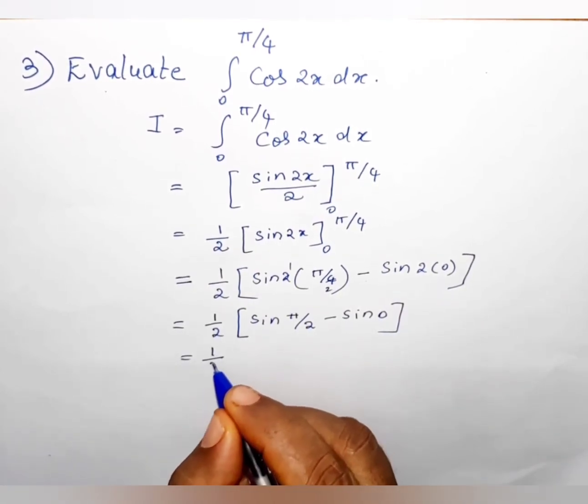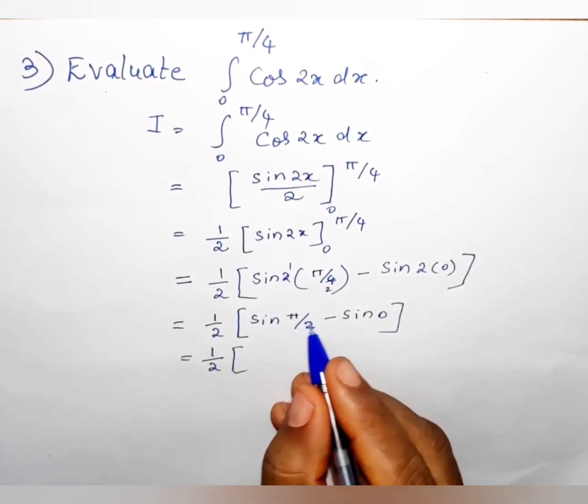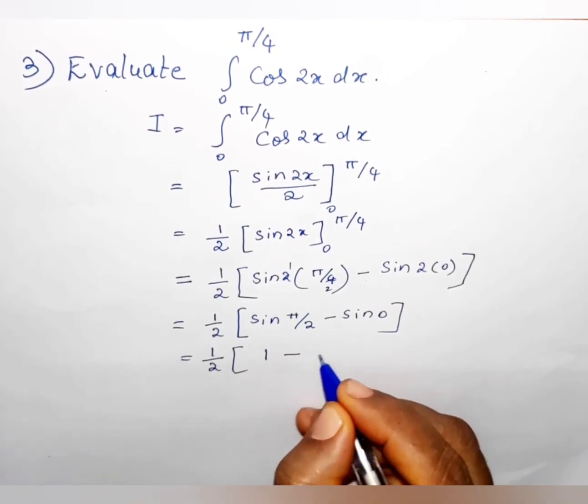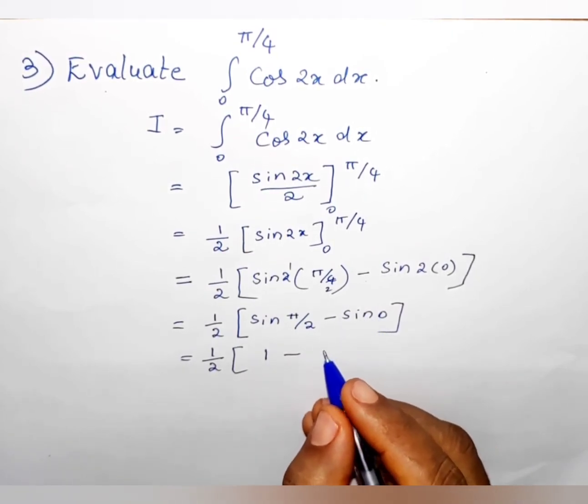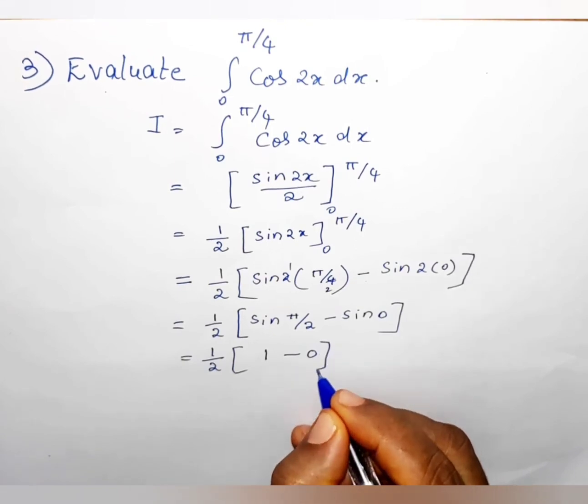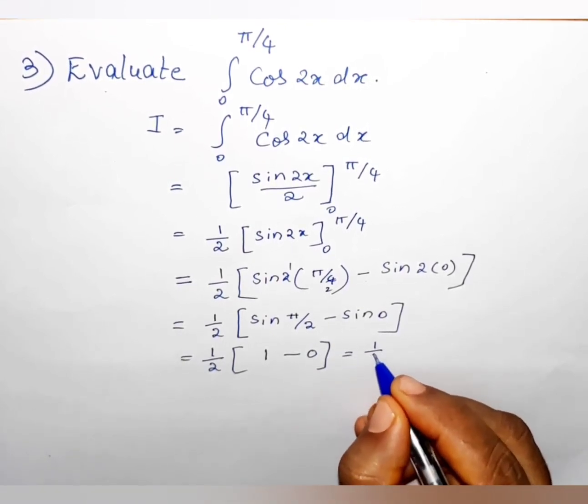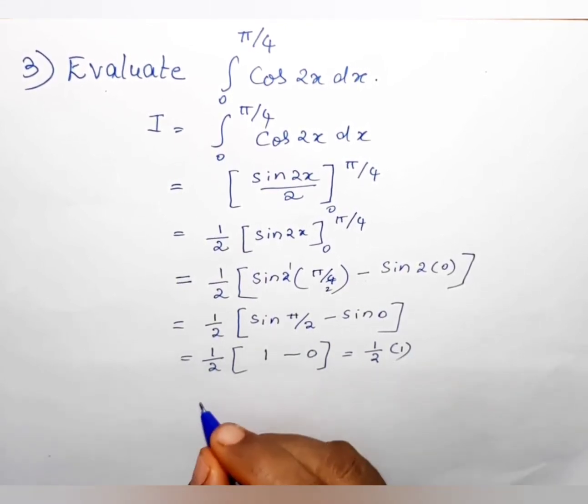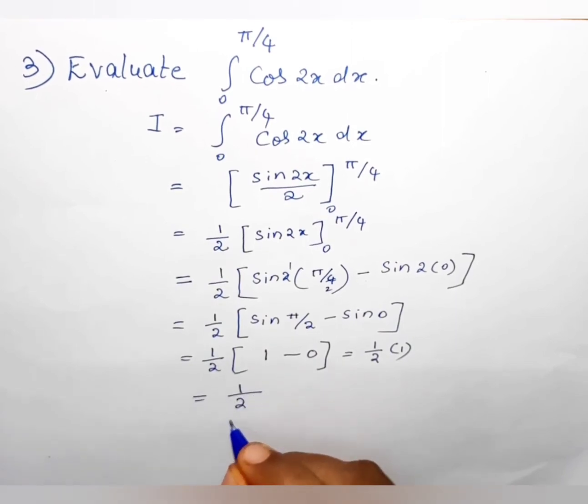This will be equal to half. What is the value of sin 90? The value of sin 90 is 1, minus the value of sin 0, which is 0. And 1 minus 0 is 1. So half into 1 will be equal to half, and that is the answer.